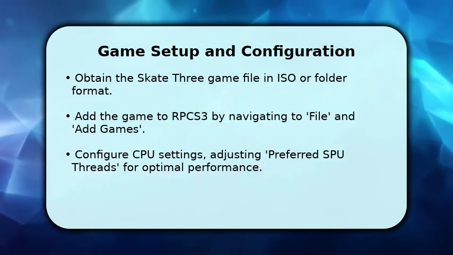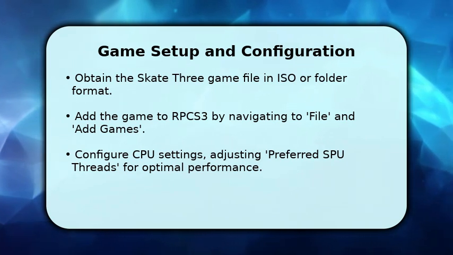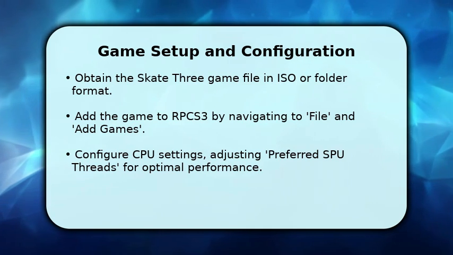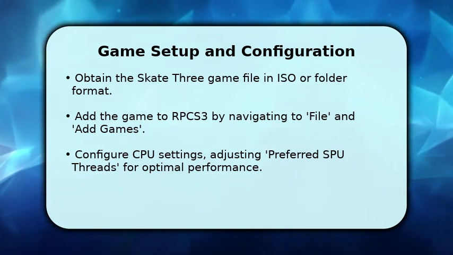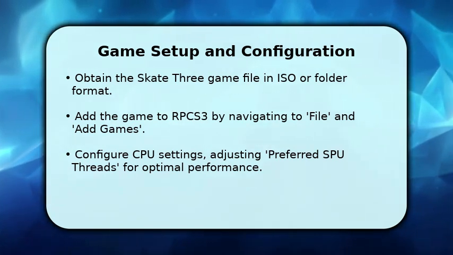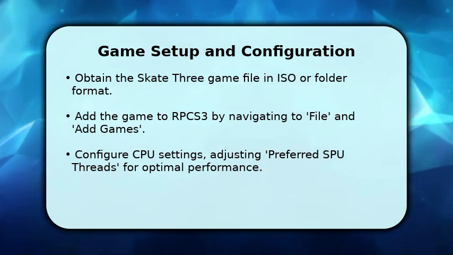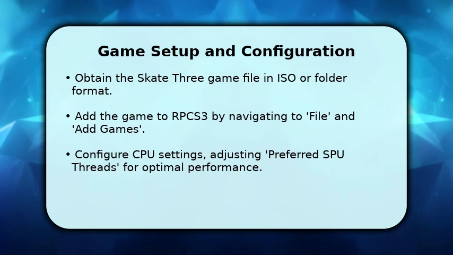For CPU, if you have fewer than 12 threads, try setting preferred SPU threads to 1, 2, or 3 to fix slow motion. For GPU, select Vulkan as the renderer and disable anti-aliasing for improved frame rates. Also, enable write color buffers to prevent visual glitches.